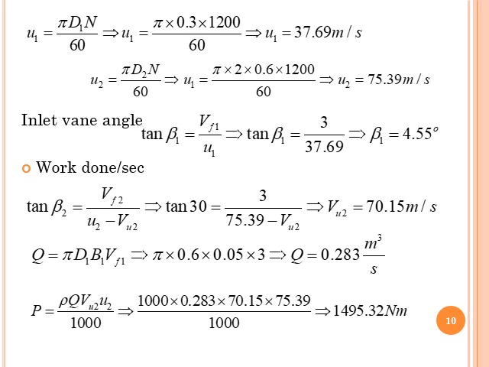So now what is the power or work done by the pump? That is P is equals to rho into Q into Vu2 into U2 by 1000. So here density of the water is 1000 and discharge is 0.283, Vu2 value is 70.15 and U2 value is equals to 75.39, divided by 1000. So that means the work done here is 1495.32 Newton meter.